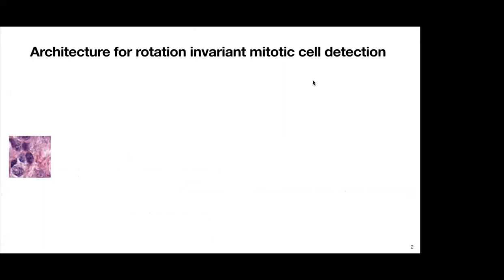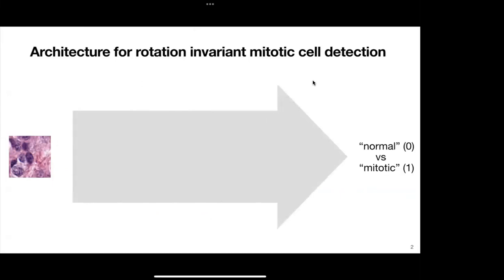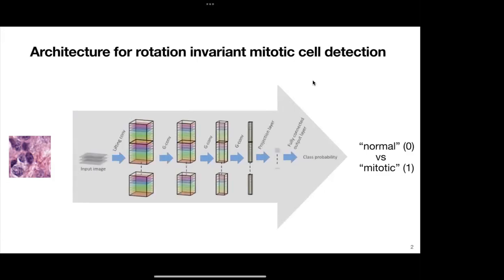An example of a GCNN at work. The task here was mitotic cell detection, so cells that have some abnormality to them. So it's a binary classification problem. And we do really require invariance in this case because it's a medical application. We have few data samples, and obviously the impact of making a wrong decision is kind of high. So we want to do a good job at this.